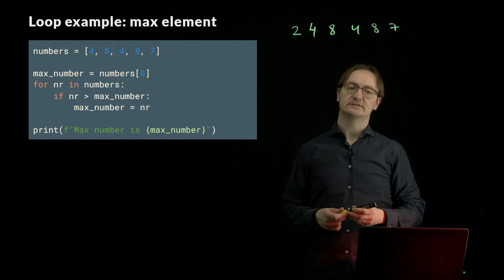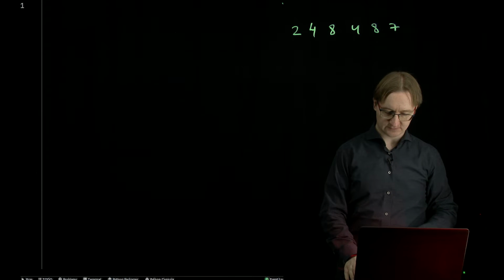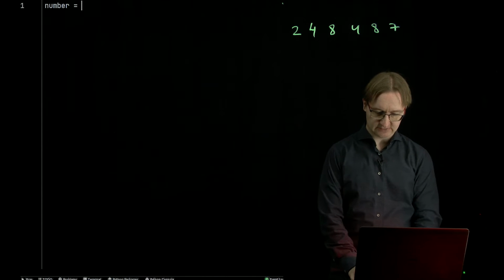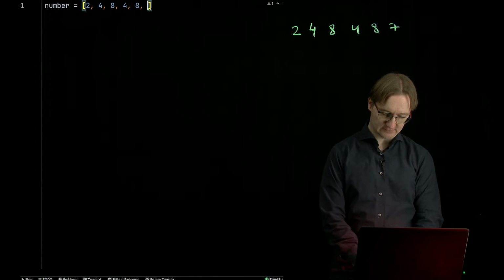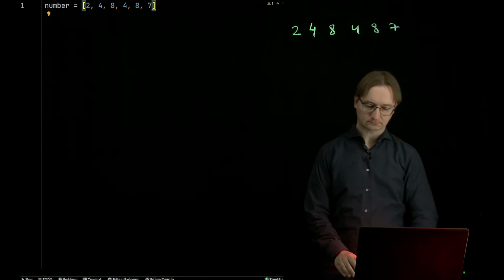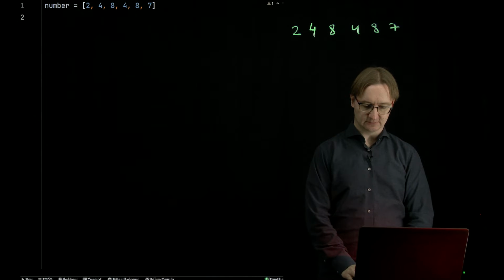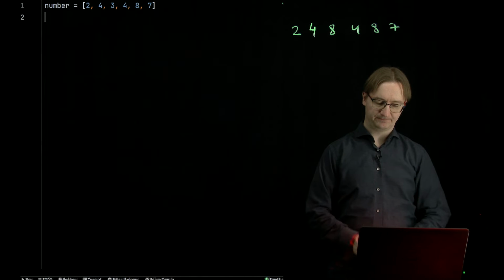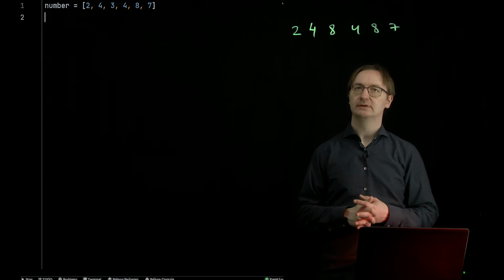And let's try to write the code. The solution is shown, but let's write it from scratch. So basically I will add the same numbers here, 2, 4, 8, 4, 8, 7. I will change also this value to 3, for example, then there is more to change. And how we would do it.